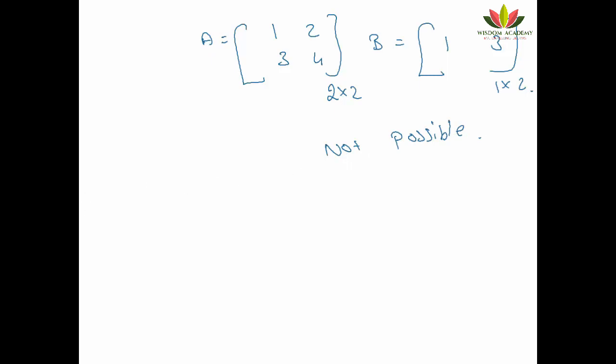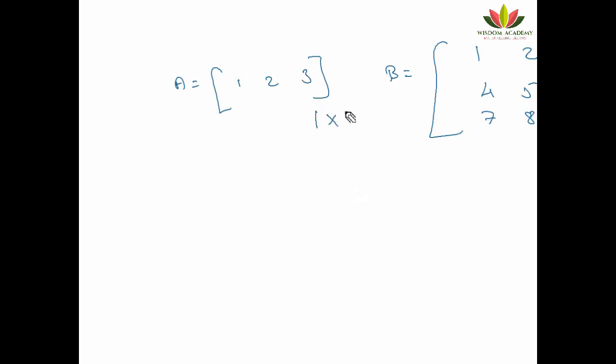Okay. So now I am taking matrix A as 1, 2, 3 and matrix B as 1, 2, 3, 4, 5, 6, 7, 8, 9. Right? What is the dimension of A? This is 1 by 3. And what is the dimension of B? 3 by 3. Is it possible? The number of columns in the first matrix and the number of rows in the second matrix are equal. So we can multiply, and my resultant matrix is going to be of order 1 by 3.